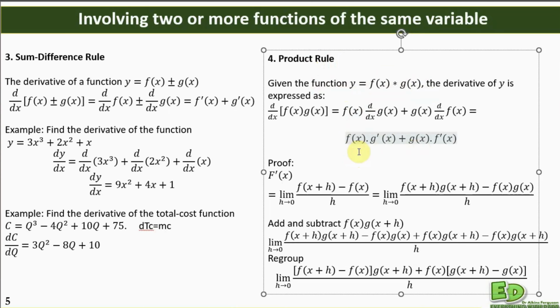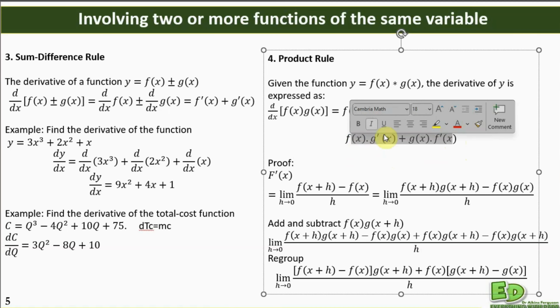It says pick the first term, leave it as it is, don't do anything to it. Multiply it by the differential of the second term. That is why it is g prime of x. Plus, remember it is product rule, multiplication, so the sign will be positive. Now, you keep the second term and multiply it by the differential of the first, which is f prime of x. So basically this is the product rule formula.